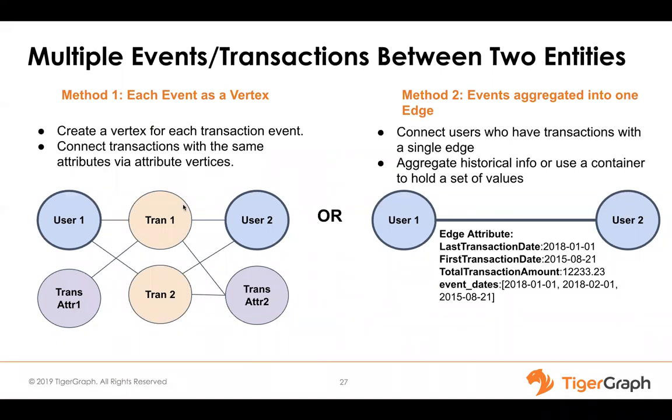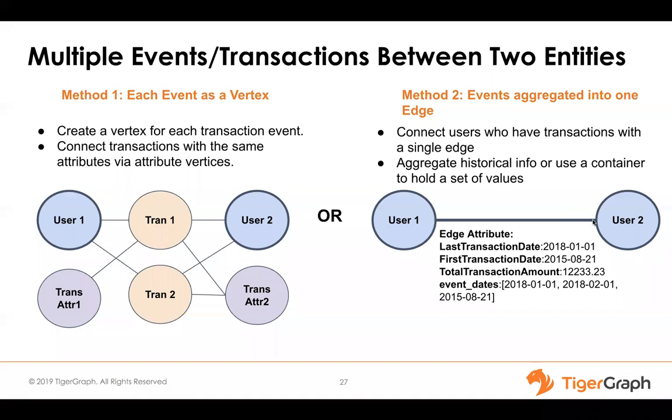The first choice is we can define the transaction or event as a vertex, so that the users would connect to all the transactions they did before, and the transaction connects to the receiver of that transaction. Another choice is we can store the aggregated info, or all the info, in a container on one edge, which directly connects the 2 users that had the transactions before.